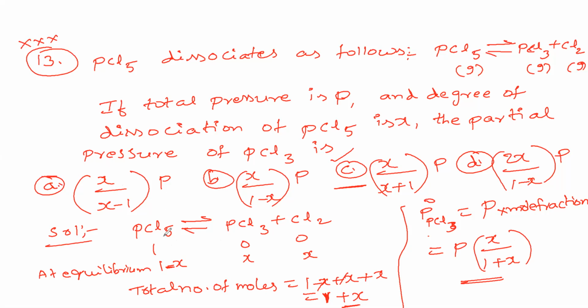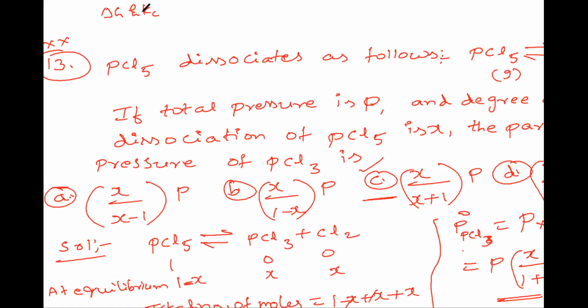Next, we are going to discuss the relation between delta G, that is free energy, and Kc. In the next topic, we are going to discuss delta G and Kp and Kc. I hope it is clear. With this, I'm ending this session. Thank you all.